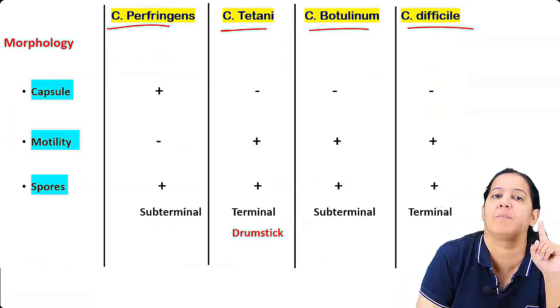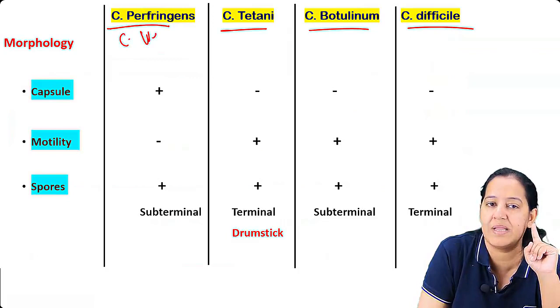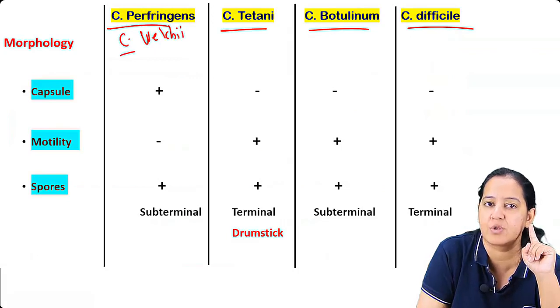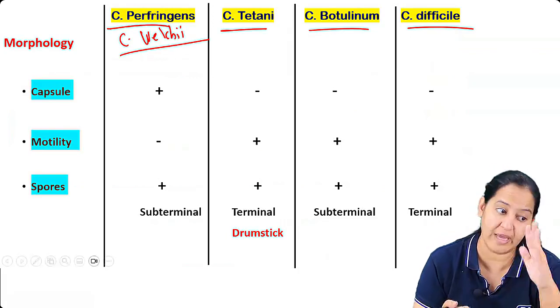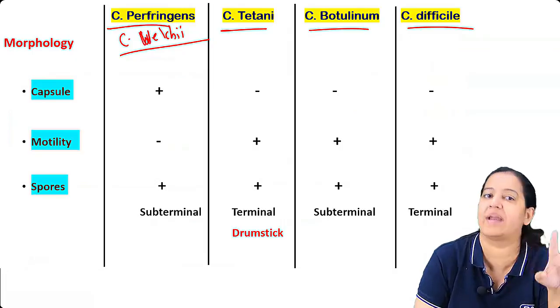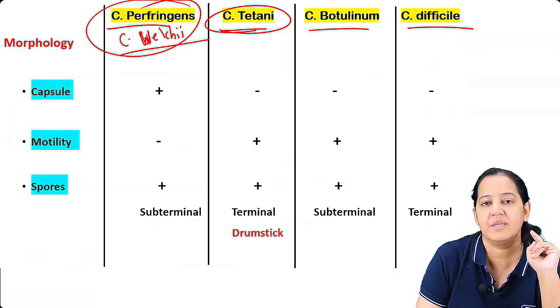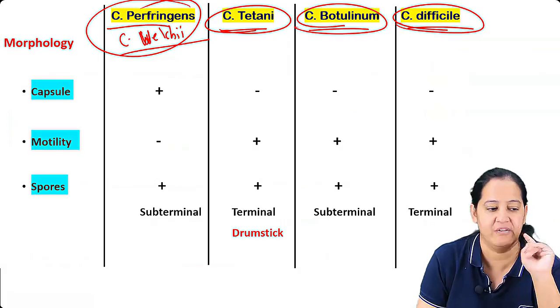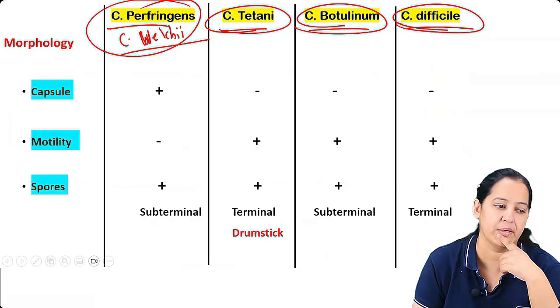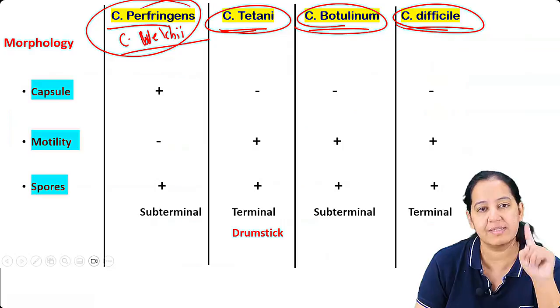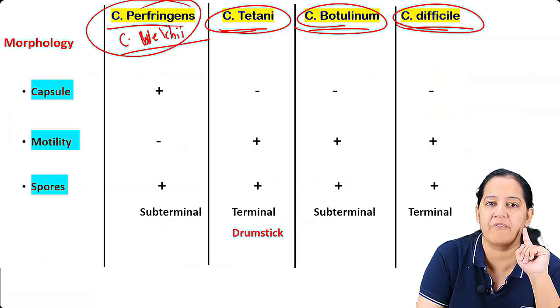Write down the other name of Perfringens. Perfringens is also known as Welchii. Students don't even know that these are the same. Perfringens and Welchii are one and the same. They are synonyms. The second is Tetani. The third is Botulinum. The fourth is difficile. First you learn, then I will teach you all four.